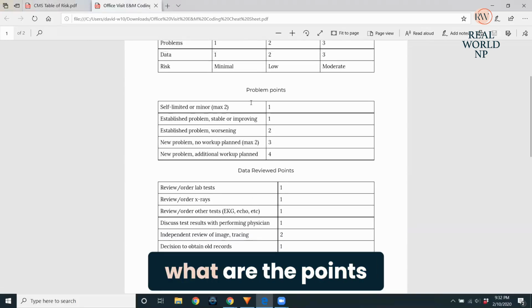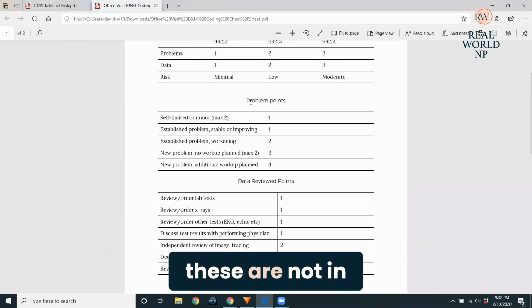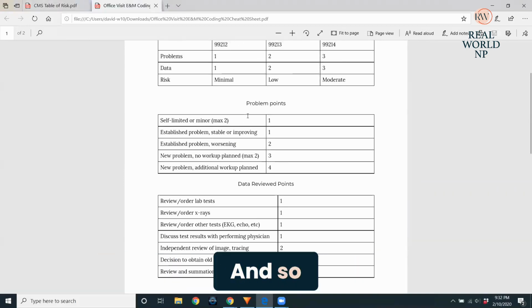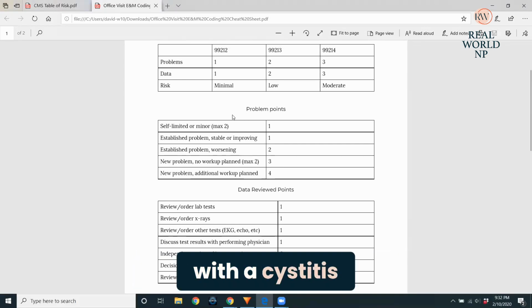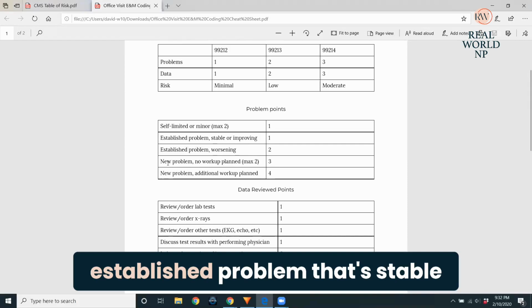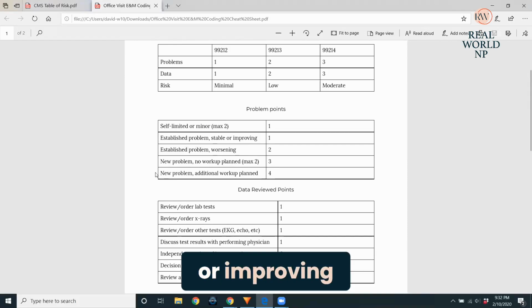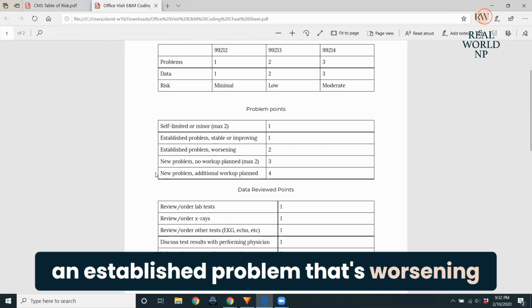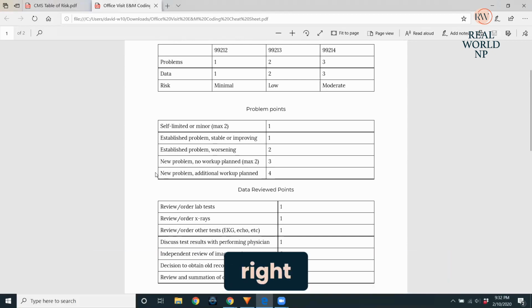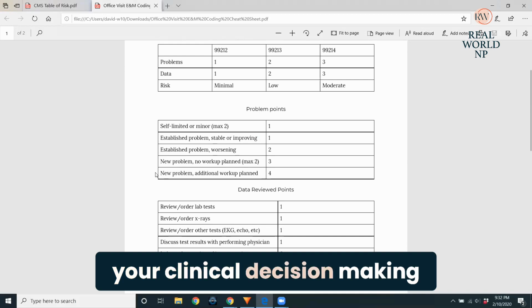So problem points, what are the points that are associated with that? Again, these are not in the guidelines, but this is guidance that was developed after the guidelines. For example, if you have somebody with cystitis, you have an option of a self-limited or minor problem, an established problem that's stable or improving, an established problem that's worsening, a new problem but you don't have any other workup planned, or a new problem with additional workup planned, right? That kind of makes sense in terms of your clinical decision making, right?